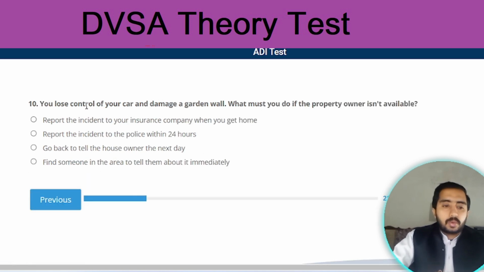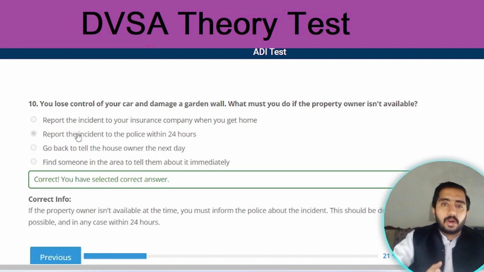Question number 10. You lose control of your car and damage a garden wall. What must you do if the property owner isn't available? If the property owner is not available in the current situation, then report that incident to the police within the next 24 hours. Option B is the correct one.